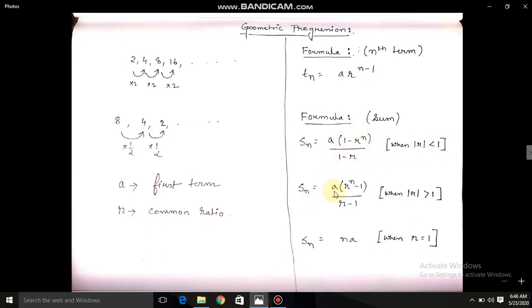Then Sn is equals to A into (r to the power n minus 1) by (r minus 1) if mod of r is greater than 1. And Sn is equals to n a when r is equals to 1. Okay. Now we will move to the sums.